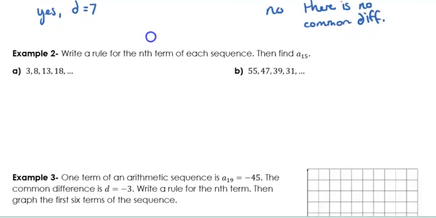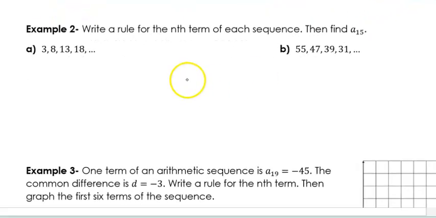All right, let's look at example 2. It wants us to write a rule for the nth term of each sequence and then find term 15. First we establish the first term. The first term in the sequence is 3. Now we identify the common difference, which is the pattern of change. It's adding 5 every time, and so that's the common difference.